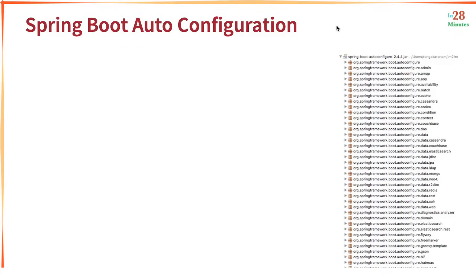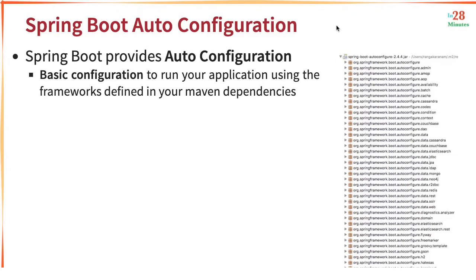If you want to start a Spring application, you would want to launch up an application context. You would need a lot of configuration. Who provides all that configuration? That's where Spring Boot auto configuration comes into picture. Spring Boot provides the basic configuration that is needed to run your application using the frameworks defined in your Maven dependencies.